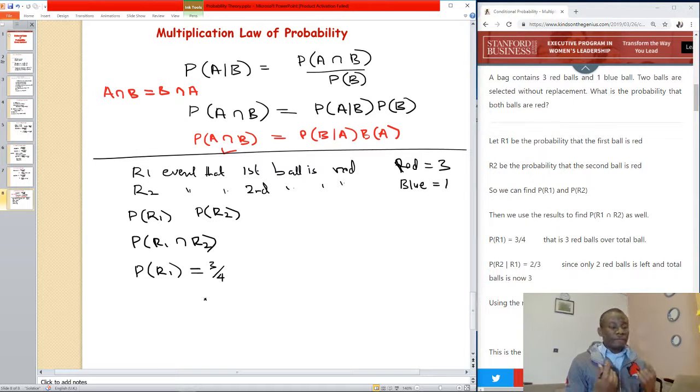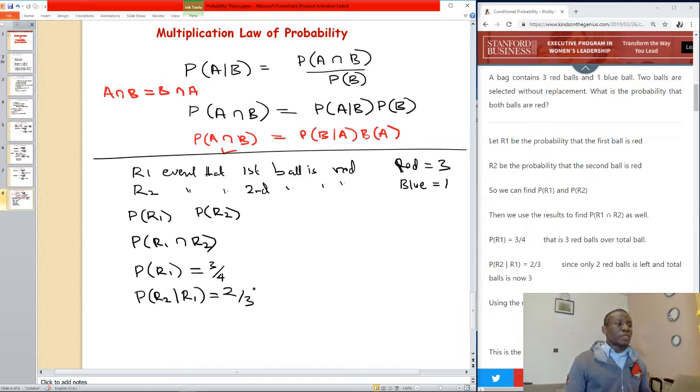Now, when you take out the first ball and we have only 2 more red balls there, then we have 2 red balls and 1 blue ball. So probability that R2 is red will have to be a conditional probability given that R1 is red. So in this case, if we are calculating probability that R2 is red, given that R1 is also red, because we've taken out 1 red ball, how many red balls remain? It remains 2 red balls, and the total number of balls is now 3. So you have 2 over 3.